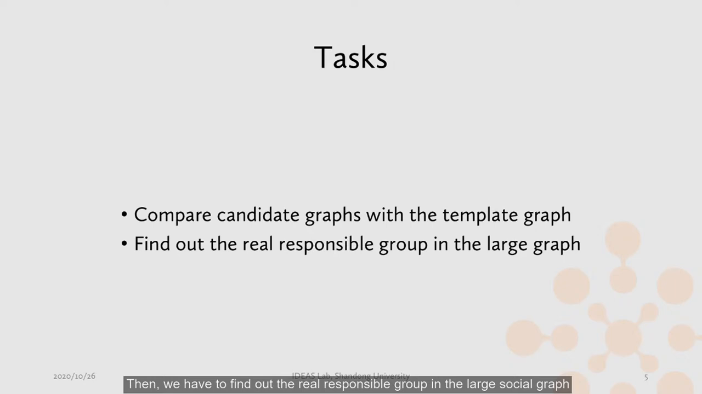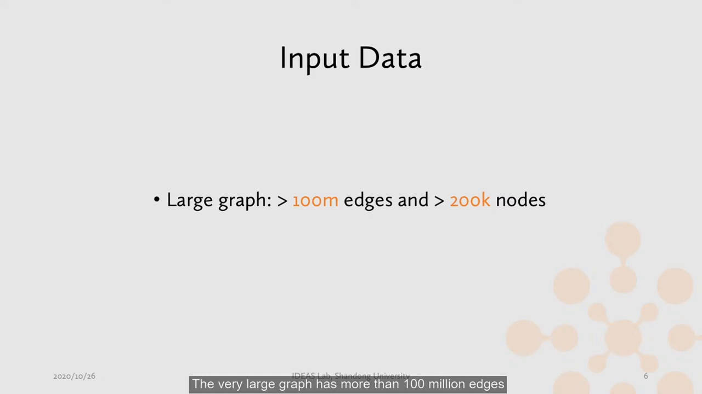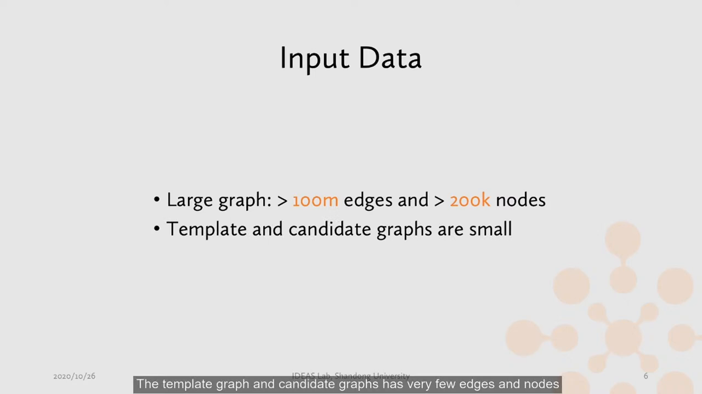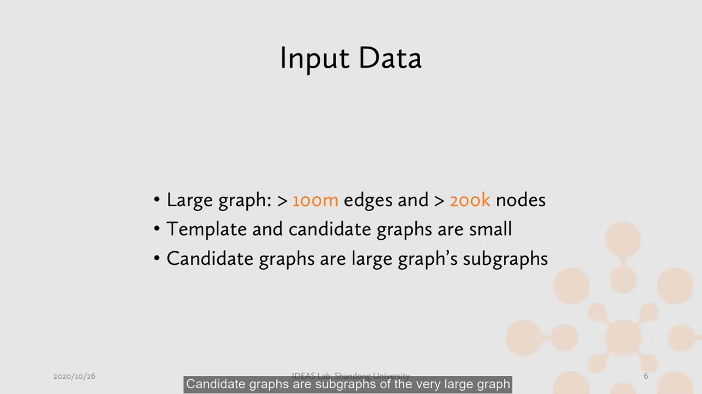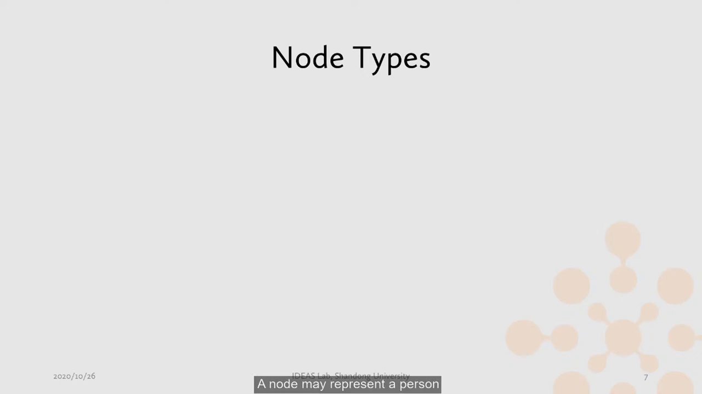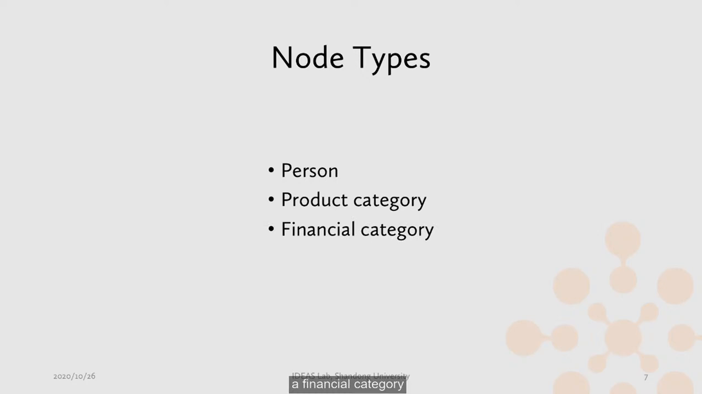The very large graph has more than 100 million edges and 200,000 nodes. The template graph and the candidate graphs have very few edges and nodes. Candidate graphs are subgraphs of the very large graph. A node in the graph may represent a person, a product category, a financial category, a document, or a country.